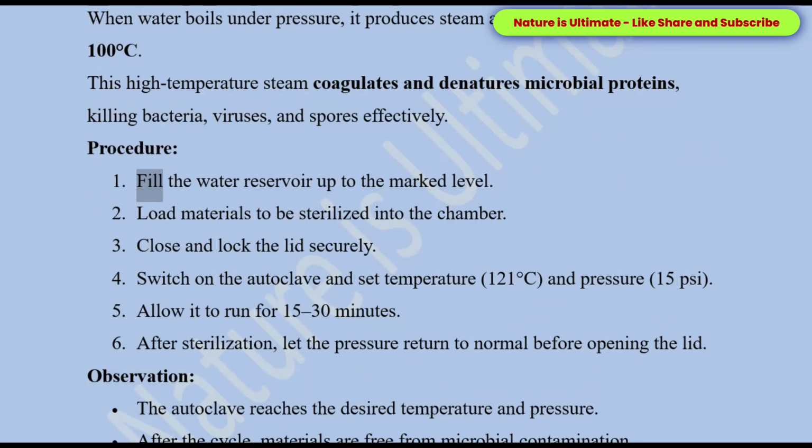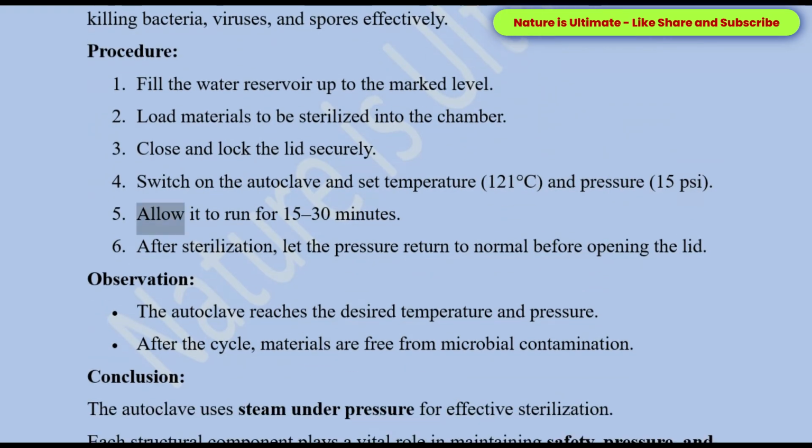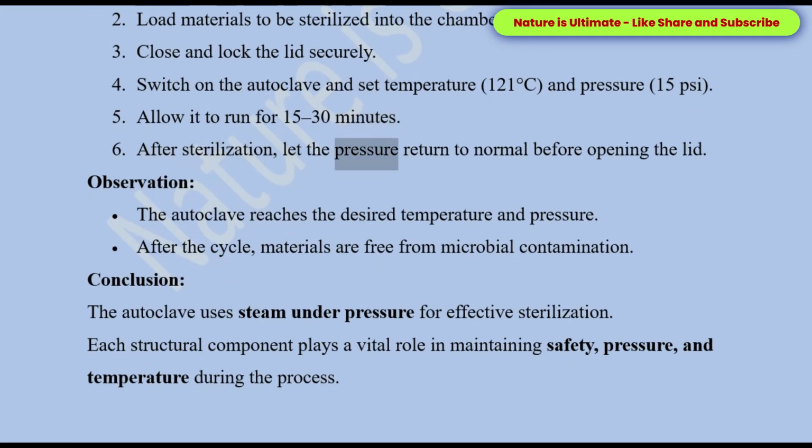Procedure: Fill the water reservoir up to the marked level. Load materials to be sterilized into the chamber. Close and lock the lid securely. Switch on the autoclave and set temperature, 121 degrees Celsius, and pressure, 15 psi. Allow it to run for 15 to 30 minutes. After sterilization, let the pressure return to normal before opening the lid.